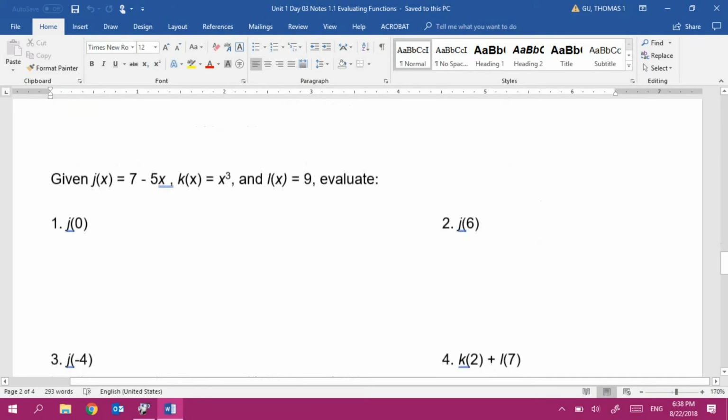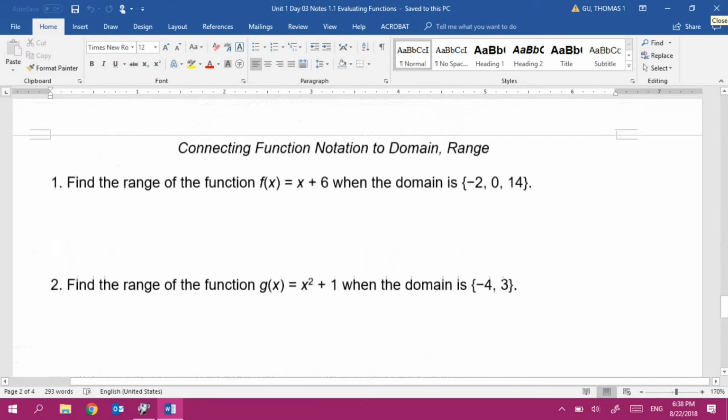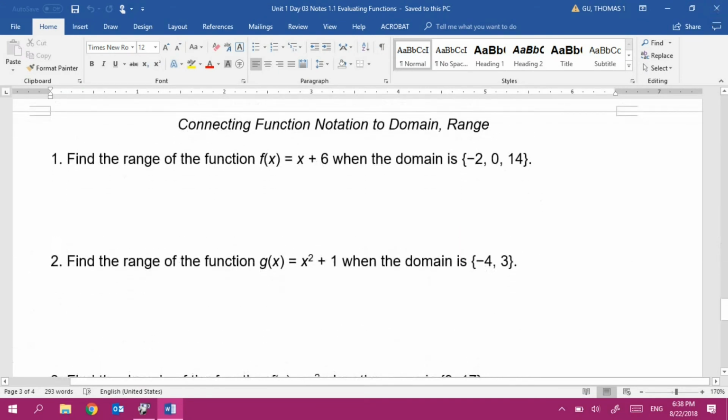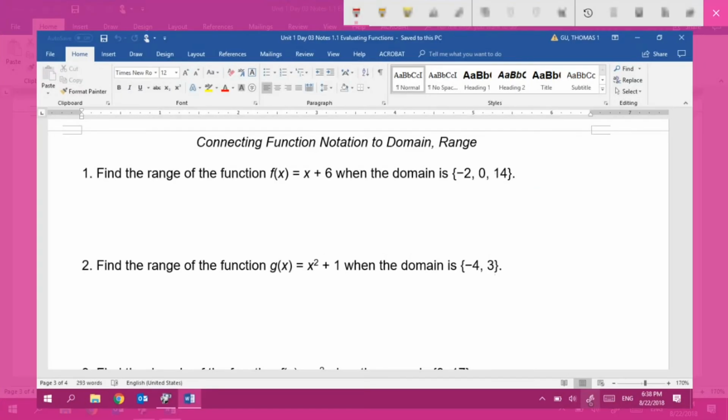Now let's move it down a little bit, all the way down to these ones. Connecting function notation to domain and range. Okay, so look at number 1. We're finding the range of the function f of x equals x plus 6 when the domain is the set of -2, 0, and 14. They specifically told us that the domain is only these 3 numbers. So if we're looking for the range, we're going to use these domains, these inputs into the function, find each answer, and that would be the range.